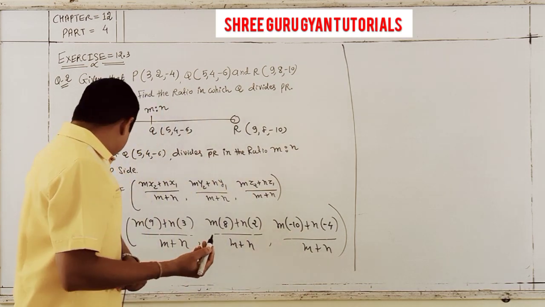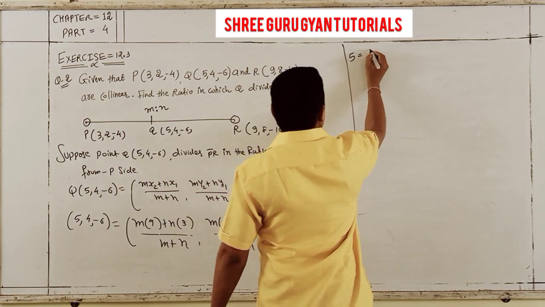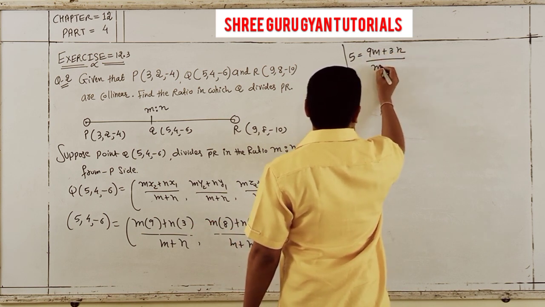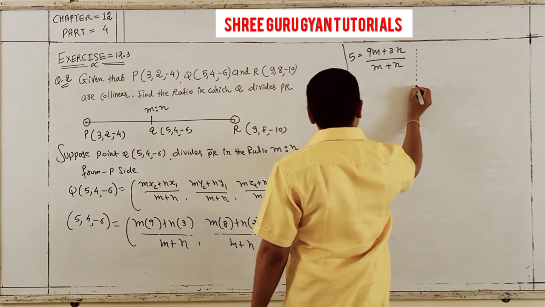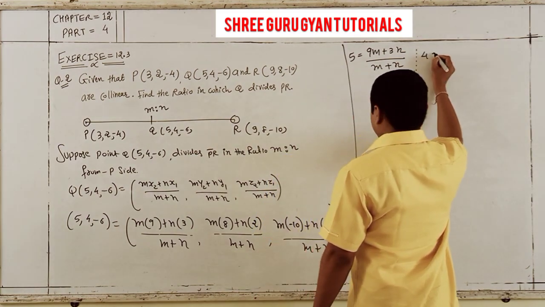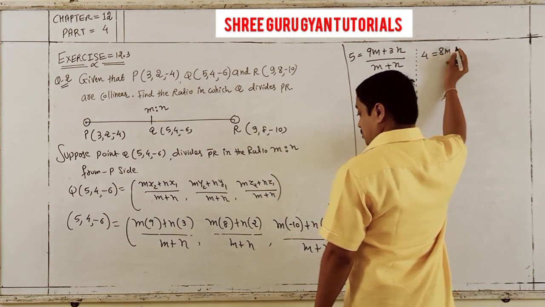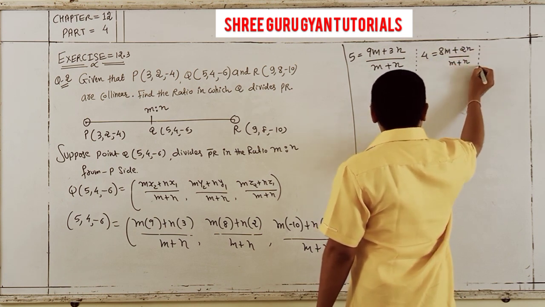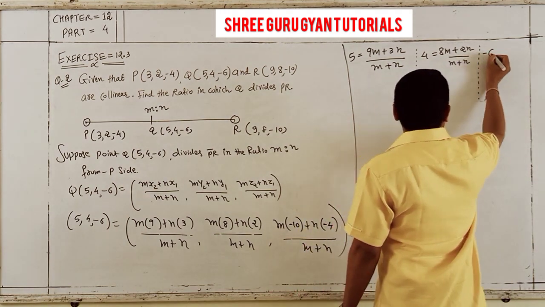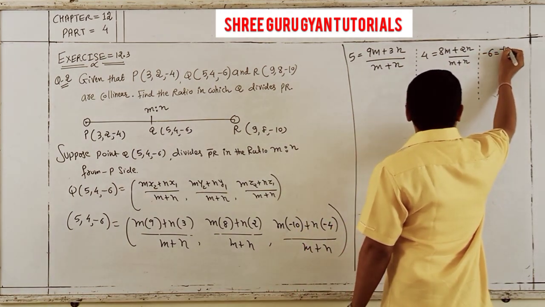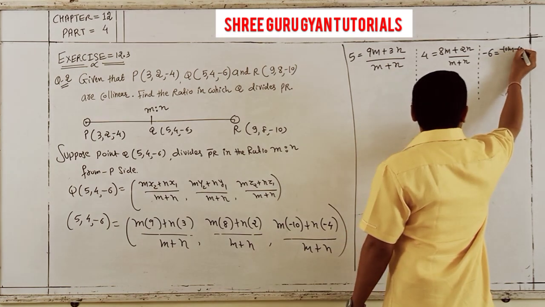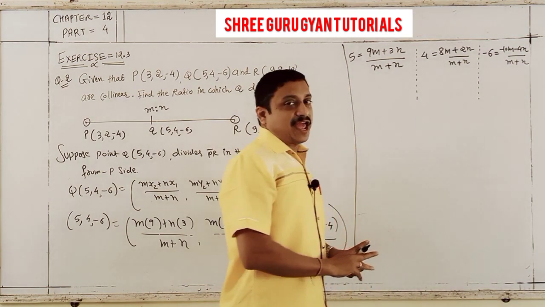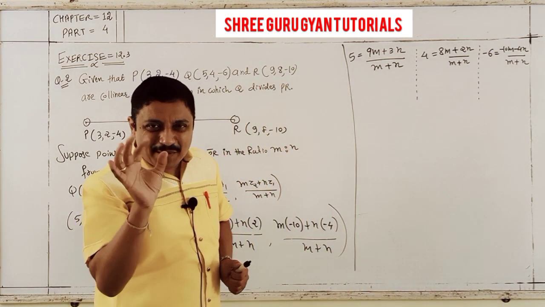So my first equation is 5 = (9m + 3n) over (m + n). Similarly, 4 = (8m + 2n) over (m + n), and third, -6 = (-10m - 4n) over (m + n). You find the ratio m to n, and all three should give the same answer.